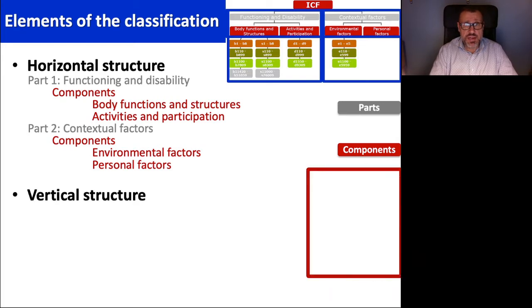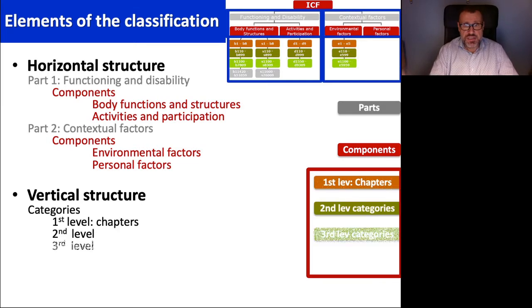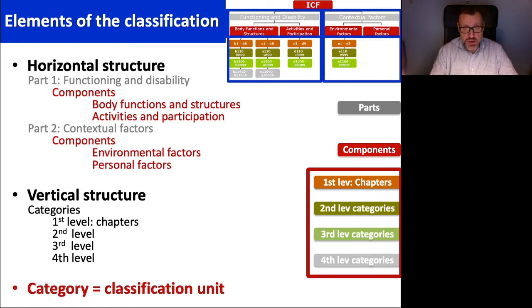But also within the ICF, there is a vertical structure which is made of categories. Categories can be first, second, third level categories. The first level categories are actually called chapters. And the category, regardless of the level, can be considered, and actually is, the classification unit of the ICF. Of course, as we said, the categories can be found for body functions, body structures, activities and participation, and environmental factors, not for personal factors.